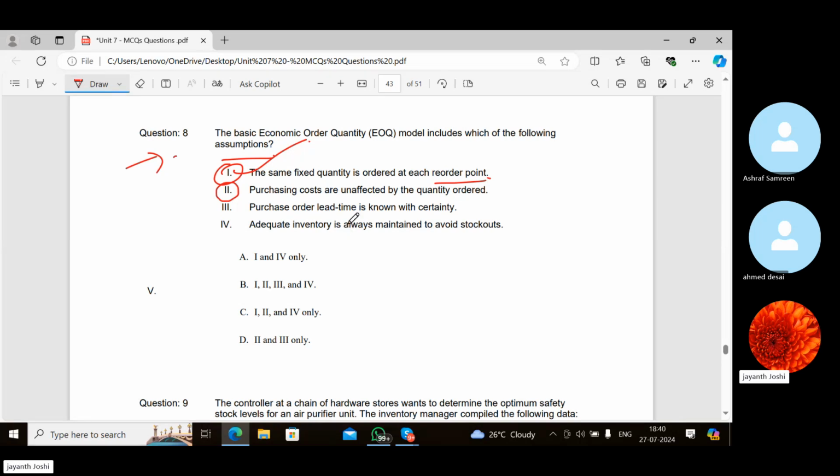Purchase order lead time is known with certainty. What about this? Yes, if I want to order 300 units and my EOQ is 50, so 6 times I need to order. Isn't it so? Purchase order time is known with certainty. If I divide 360 by 6, how much? 60 days I need to place the order every time. So it is fixed, right? Yes. Adequate inventory is always maintained to avoid stockouts. Yes, so B option.